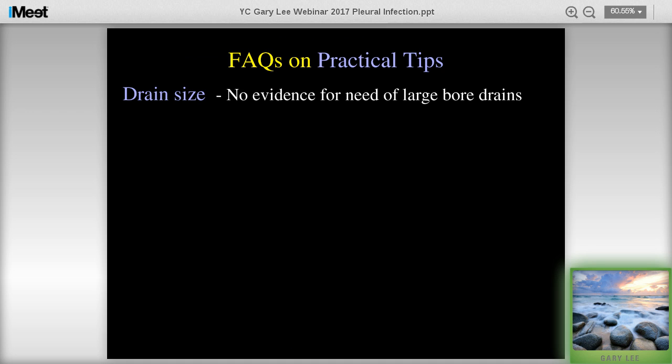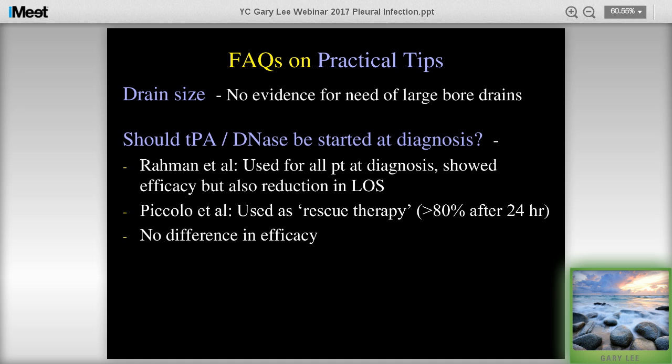Because of how effective TPA and DNase is, there's really no major advantage that we still need very big-sized chest drains. Remember the old teaching that you need a big bore tube because pleural infection fluid is difficult to drain. It's not really true. It's not because of the thickness of the fluid, but because of the loculation. So it doesn't matter how big the chest tube you put in, the fluid can't be drained because of the loculation, and it's not going to help.